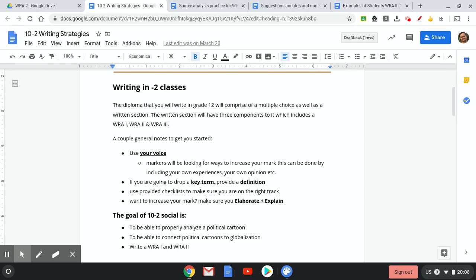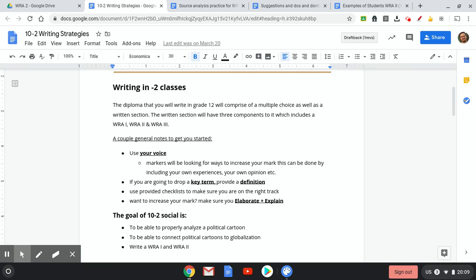A couple of general notes to get you started. This is going to be very similar to when we learned how to write a WRA1. Use your voice. When people are marking your WRAs, they're looking for ways to increase your mark. This can be done by including your own experiences or your opinion. We want to hear your opinion, so provide it. If you've experienced something that the source is talking about, include that.